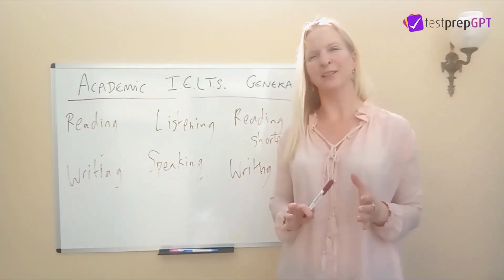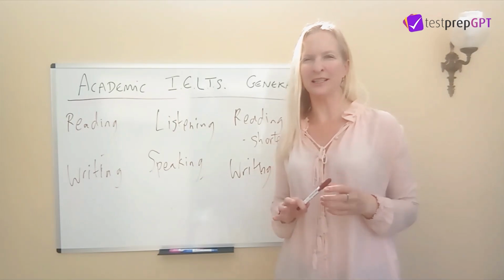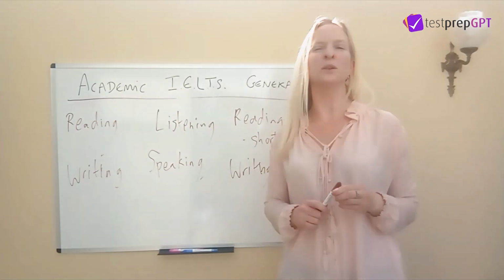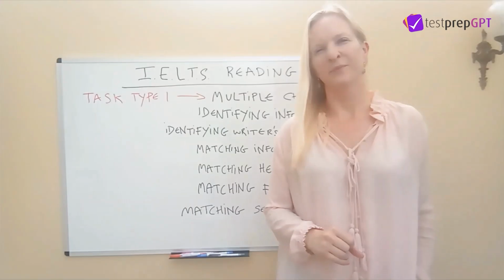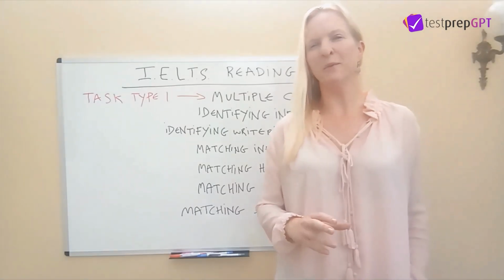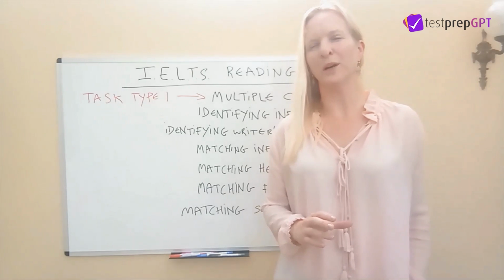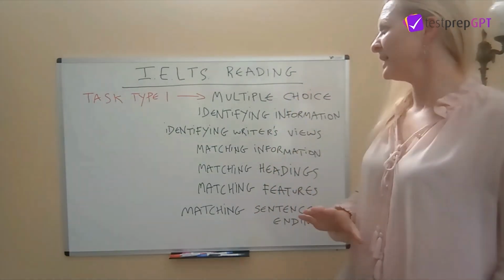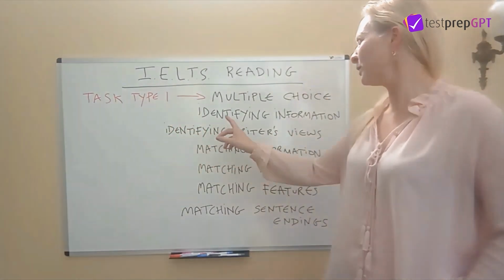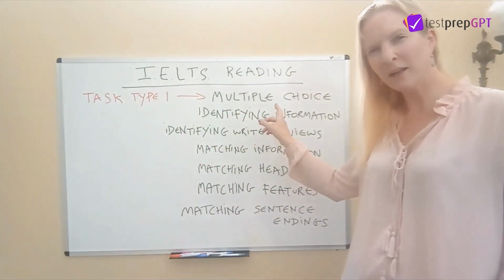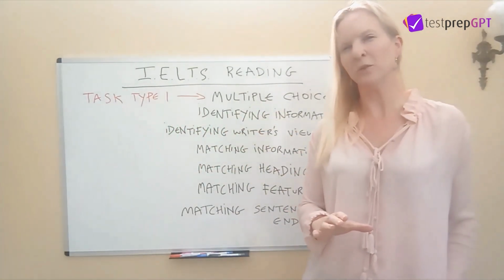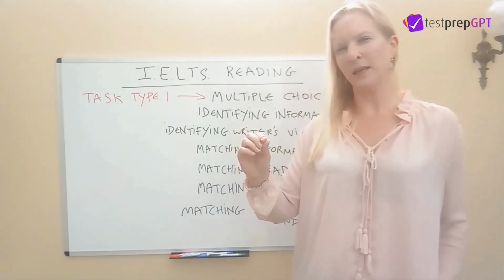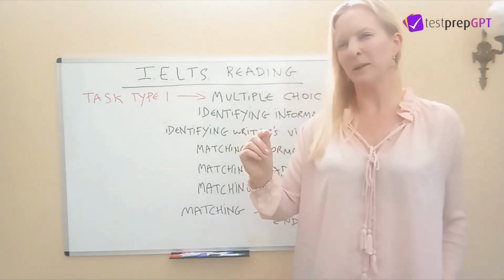Now we're going to have a look at the types of questions that you can expect to see in academic reading and also in general reading. So let's take a look now at some of the questions that can come up for IELTS reading. And there are many, many types of questions. So task type 1, we're looking at multiple choice. I think you're quite familiar with multiple choice. You have a question and then you have answers A, B, C, maybe A, B, C, and D.